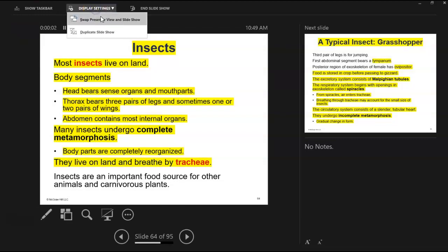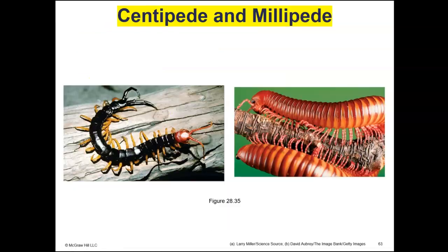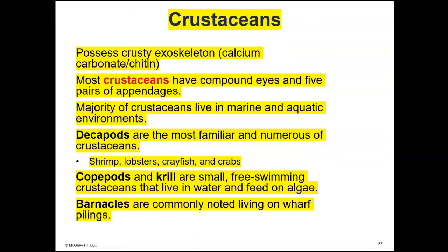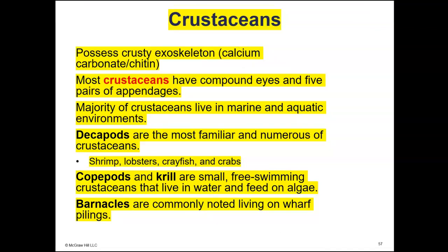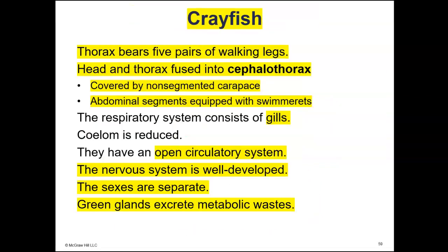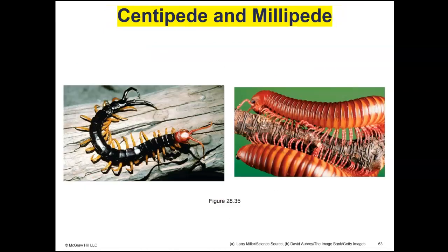What we were discussing in the last recording was the phylum Arthropoda, and we had covered the crustaceans. The arthropods are the phylum, and the classes within the Arthropoda are the crustaceans, which include shrimp, lobsters, crab, and crayfish. Then we talked about the centipedes and the millipedes. Remember, the centipedes have only one pair of legs per segment, and the millipedes, in the abdominal segment, have two pairs of legs per segment.